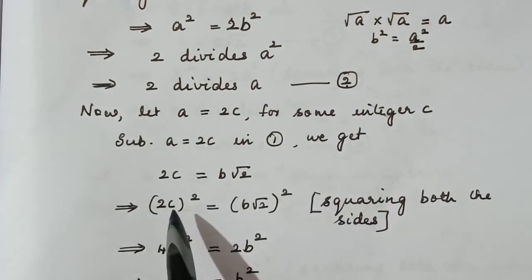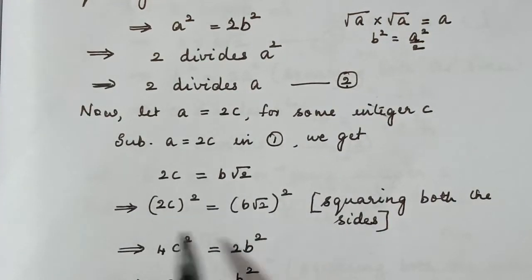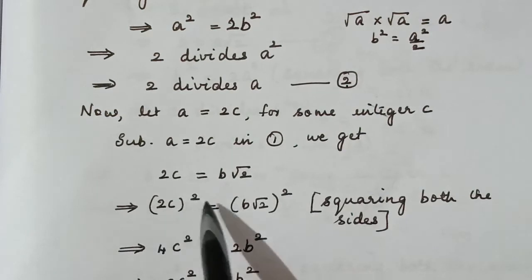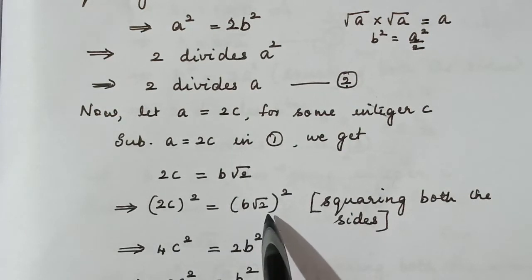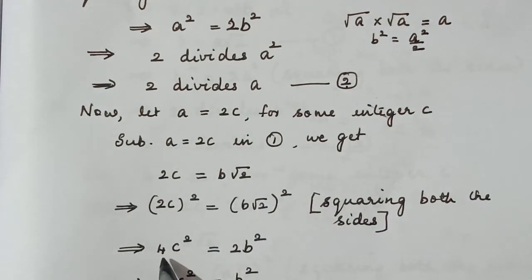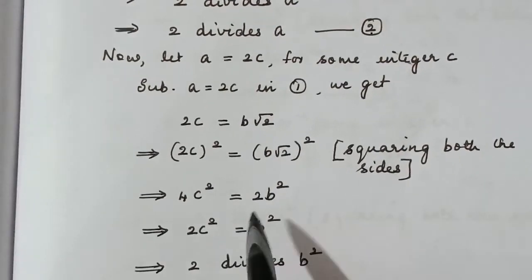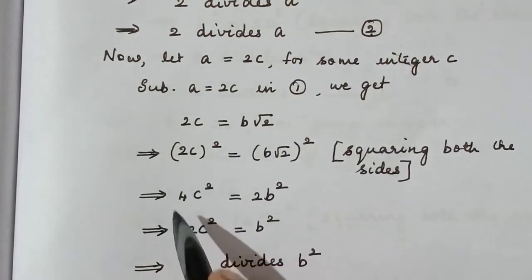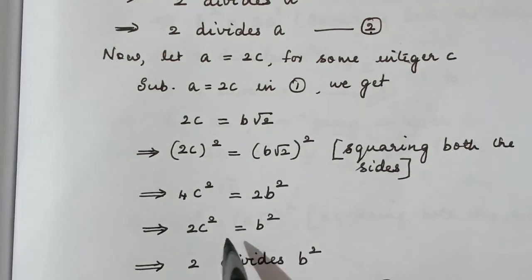After that, again square both the sides. 2c the whole squared is equal to b root 2 the whole squared. When you square it, you will get 4c squared is equal to 2b squared. You can cancel 2 and 4. So you will get 2c squared is equal to b squared.